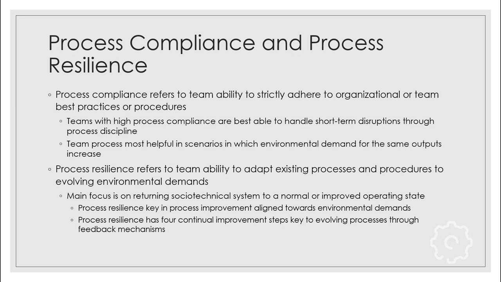And this is part of the process resilience model. There's a 4-step continual improvement model that is used to evolve processes to a new complex state. And the main goal of this is to take feedback mechanisms from the environment to identify what needs to be changed, then pull in the resources to change the social technical system so that it can address the environmental demands. But suffice to say that process resilience focuses on changing how the social technical system is configured to address changes in the complexity of an environment.